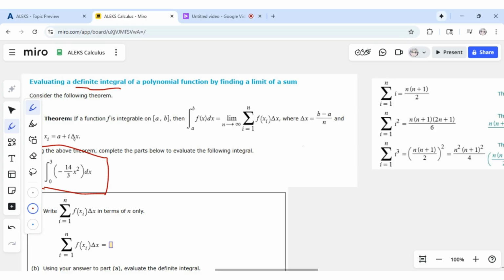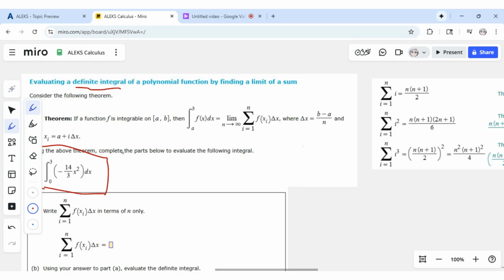Let me walk you through the sum notation here. So this says we're going to find the limit as n approaches infinity of this sum starting with i equals 1 up to n of our function f of x sub i. So all of these represent the endpoints of the rectangles, the heights of the rectangles, times delta x. And delta x represents the width of the rectangle.